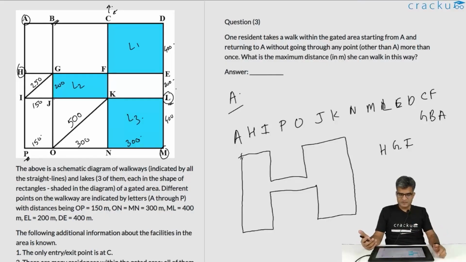You can calculate how much it will be. This is A and this is P. What is the distance between A and P? This is 1000. Similarly, this is M and this is D. What is the distance between M and D? This also is 1000.